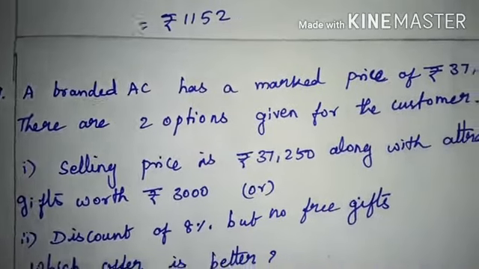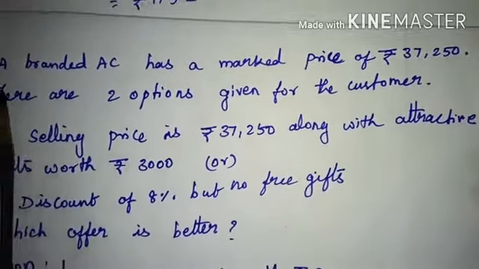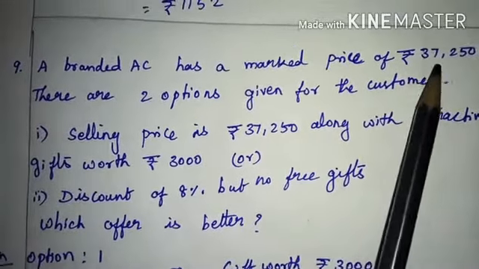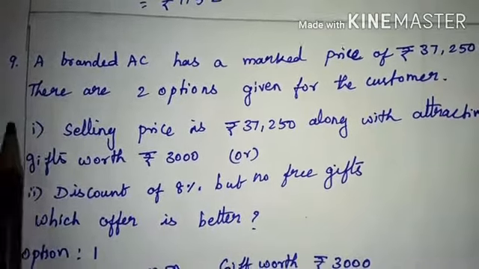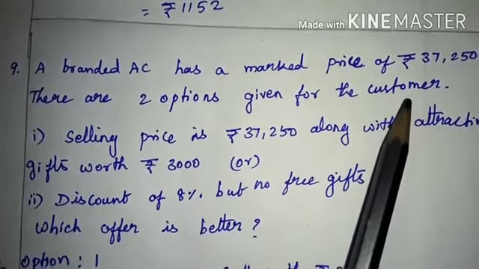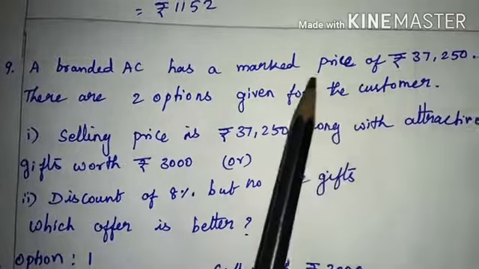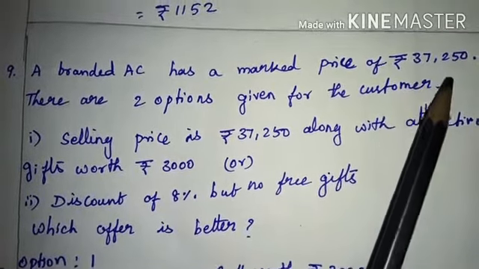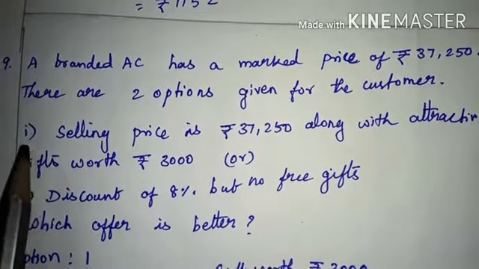The one more sum is from that exercise. Ninth one, a branded AC has a marked price of rupees 37,250. There are two options given for the customer and an AC is there. Then marked price is given as 37,250. Here they had given two options.